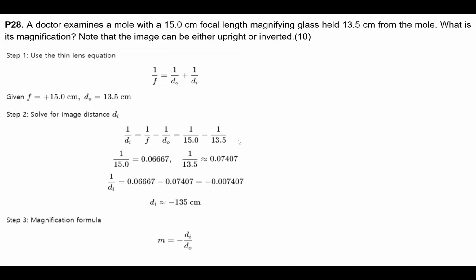So for given F and DO, the object distance, we can find DI, and DI is this one. And once we have DI, then we can get the magnification formula, which is given by this one. And then we can find out what it is. 13.5 versus minus 135, the factor is 10.